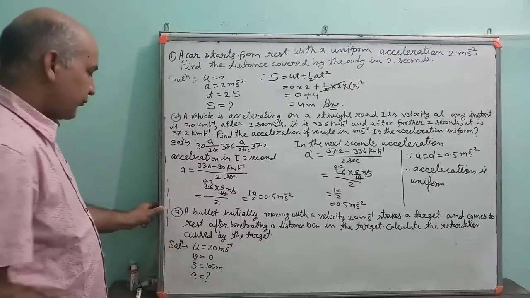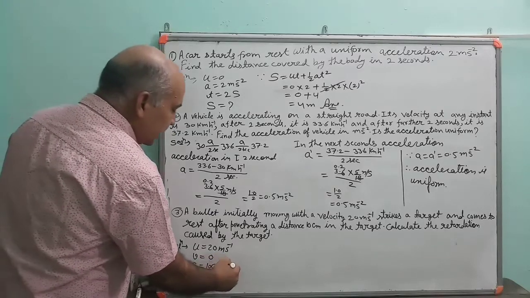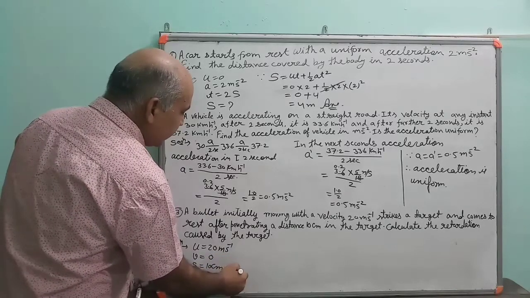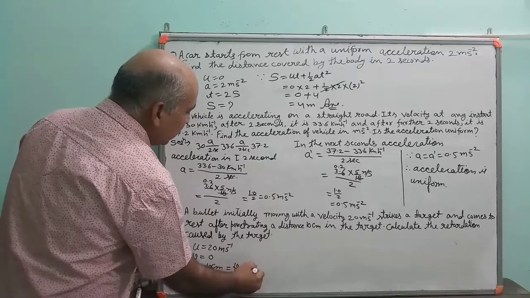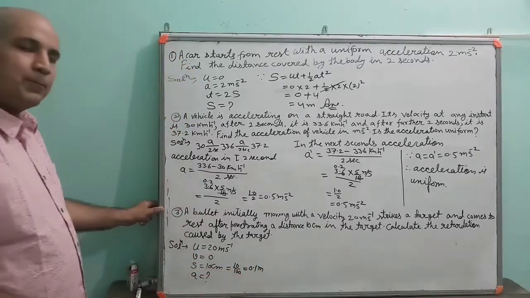Now see this. Distance is given in 10 centimeter. So change it into meter by dividing by 100. 0.1 meter.